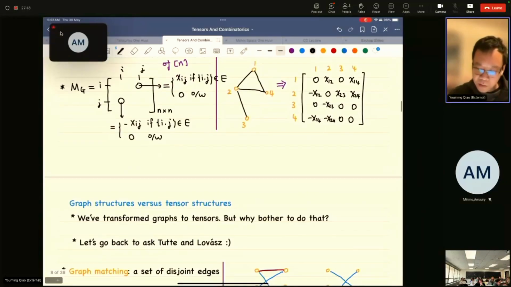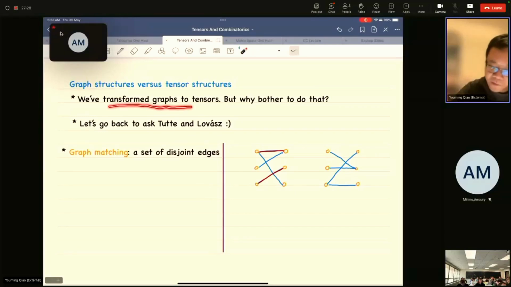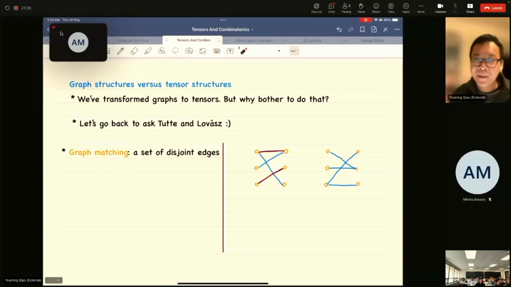Okay, so now we have seen the connection between graphs and matrices, between tensors. So now what we have done is that we have transformed graphs to tensors. Of course, the first question is why bother to do that? Let's go back to Tutte and Lovász. They proposed this thing, so there must be some reason. When Tutte and Lovász came to this connection between graphs and tensors, they were thinking about graph matchings.